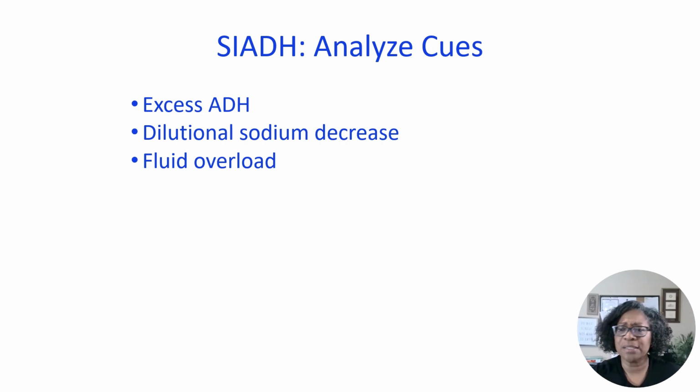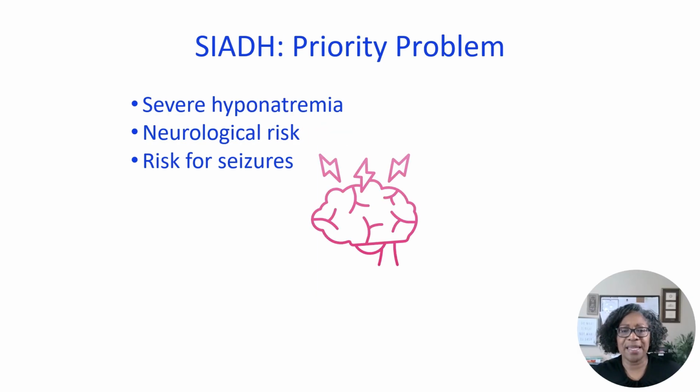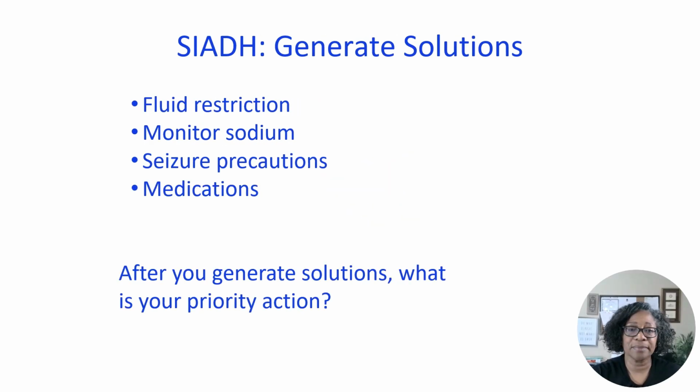Okay, so what is the priority with this patient? You're thinking, all right, severe hyponatremia, neurological risk because of the diluted sodium. We talked about the confusion, and it also places that person at risk for seizures. And so now we've gone through recognizing and analyzing, and we created hypotheses. So now we're generating solutions.